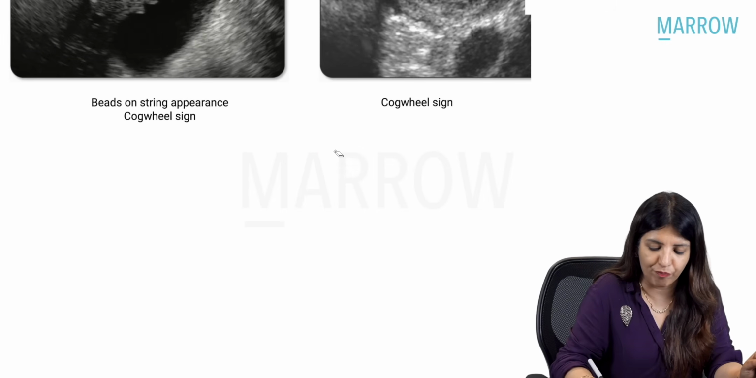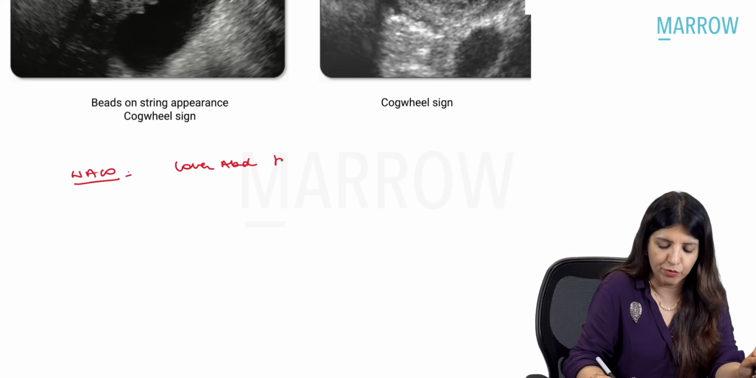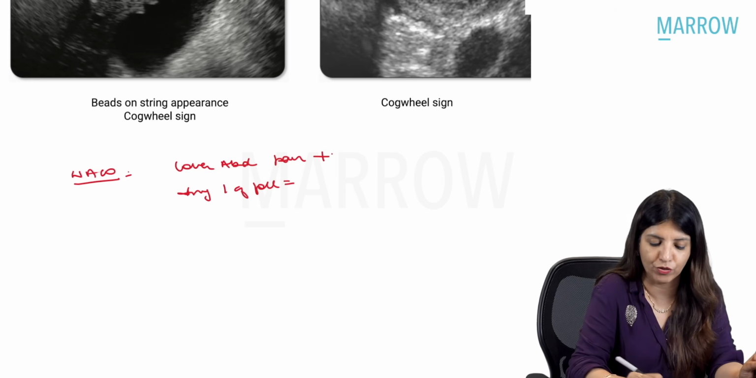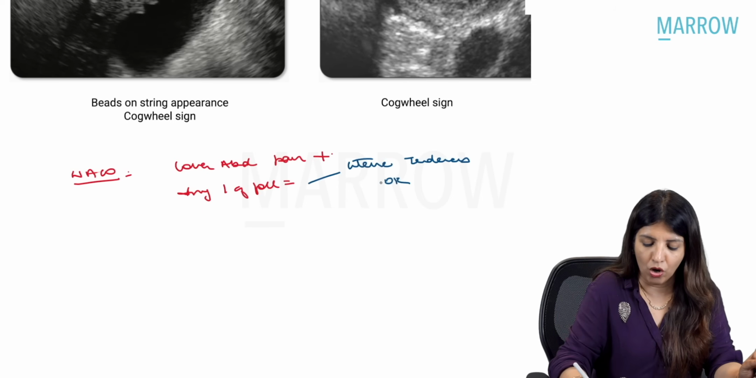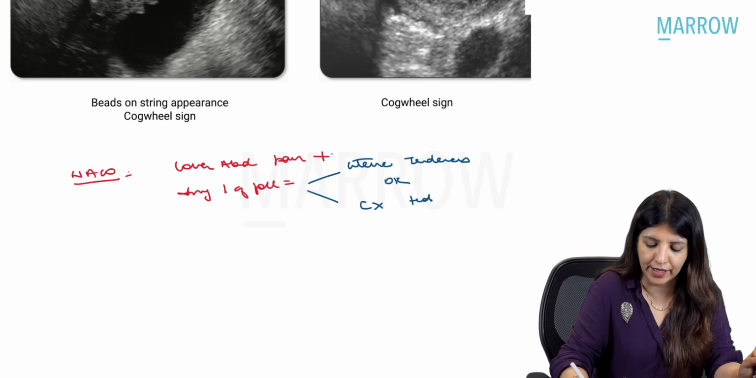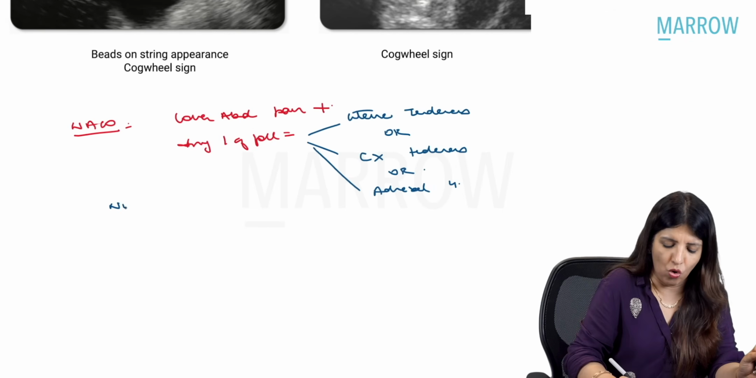Now, in case of PID, NACO says that if your patient is coming to you with lower abdominal pain plus any one of the following. What is that any one of the following? That any one of the following should be uterine tenderness or cervical tenderness or adnexal tenderness. Then no investigations are needed.